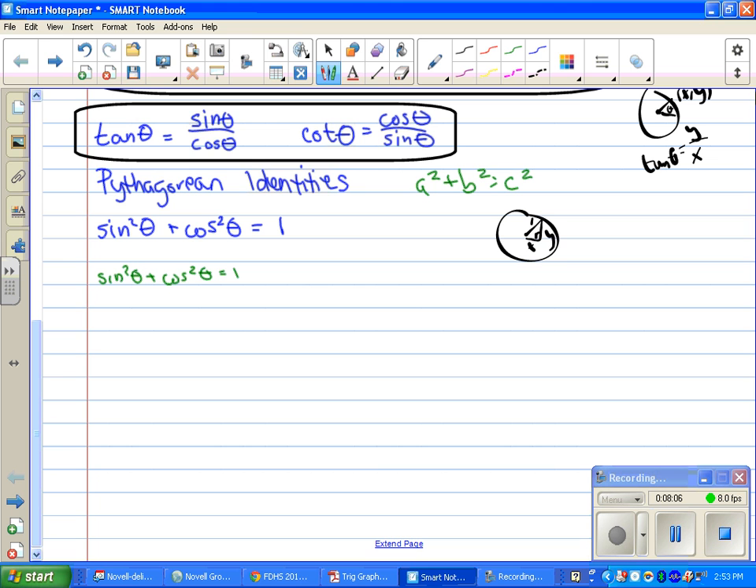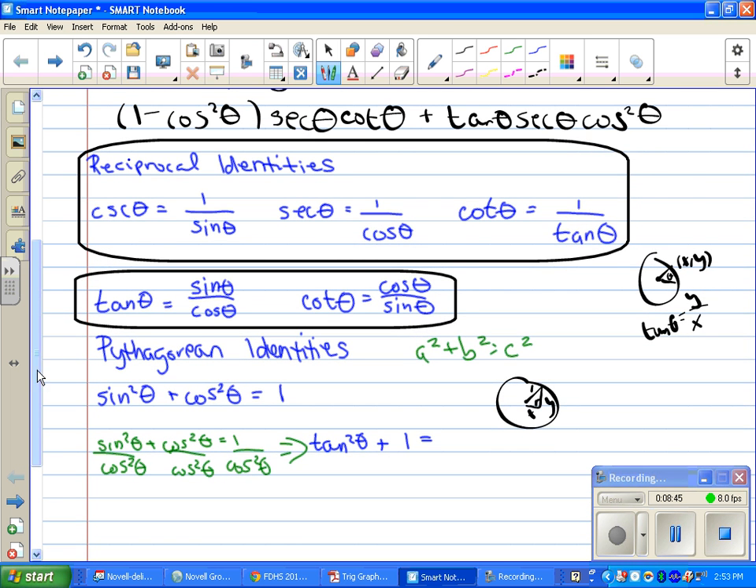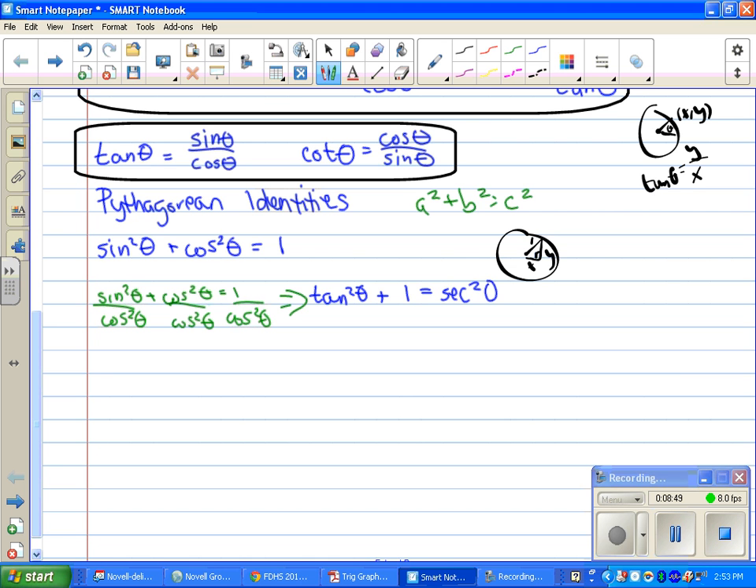What I'm going to do is divide everybody here by cosine squared, which I'm allowed to do as long as I do it to every term in the equation. Well, now I can simplify this a little bit, because sine over cosine is tangent. So that means tangent squared. Cosine squared over cosine squared simplifies down to 1. And 1 over the cosine is really the secant. So I can simplify this into there, and voila, I have a new identity. Okay, we're just making little rules for ourselves.